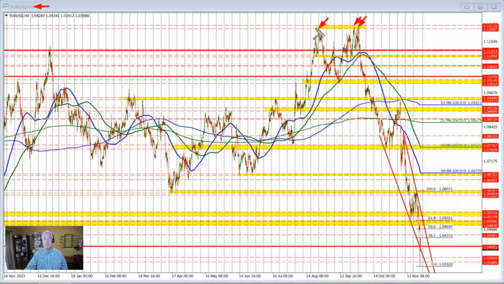These high prices tested this high price right here and it started to rotate to the downside. It fell below things like these moving averages, increasing the market's momentum. Then below this swing area through here, when we fell below that level, it increased selling pressure. Then down to this swing area, it found some support.